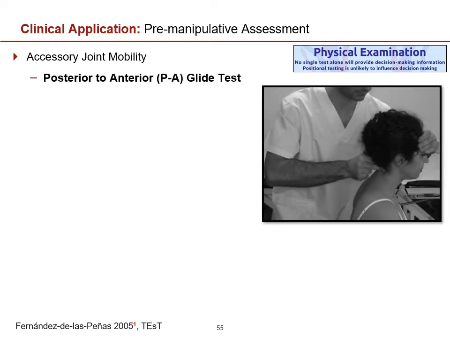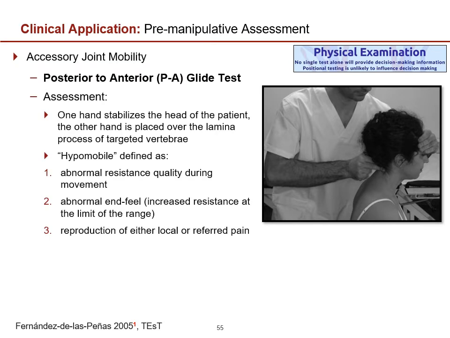Okay, and then the next test that was validated by the same research group was the posterior to anterior glide test. It wasn't as ubiquitous across the cervical spine. Particularly, it was only specific to the mid-cervical spine, and it was performed in a position that I don't traditionally do my joint play assessment because of the degrees of freedom that are associated with it.